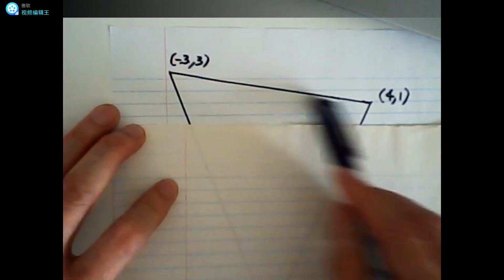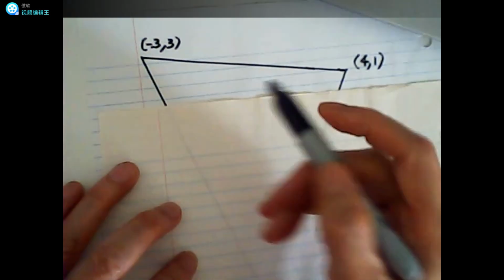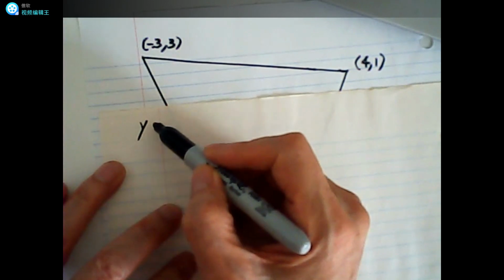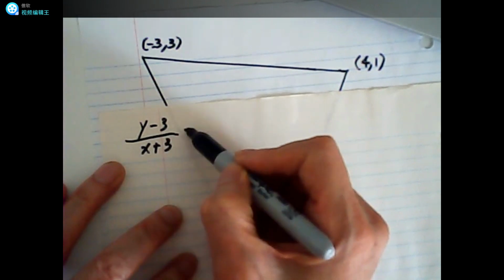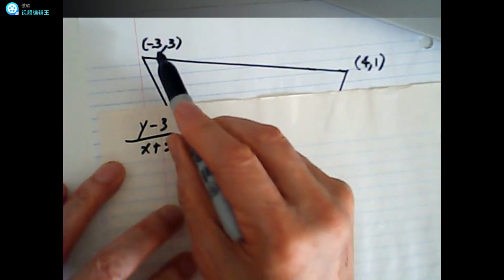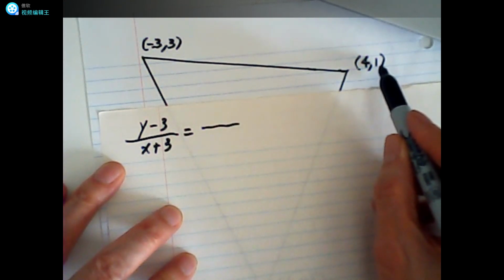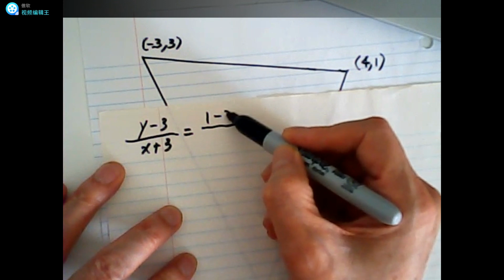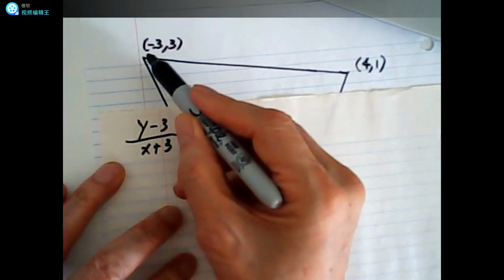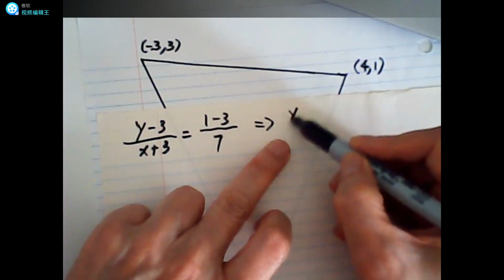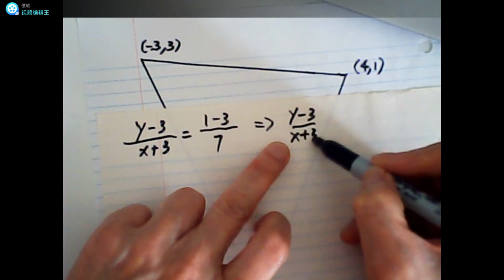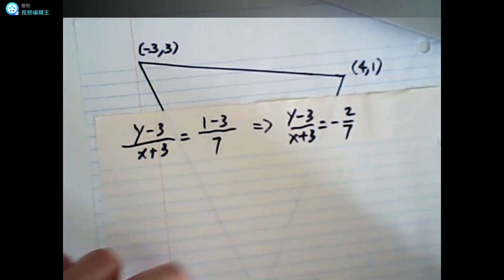Now how to find the equation of this line passing through these 2 points? We can use the two-point form, right? Which is (y minus 3) over (x plus 3) is equal to (1 minus 3) over 7. So this means (y minus 3)/(x plus 3) is equal to minus 2 over 7.